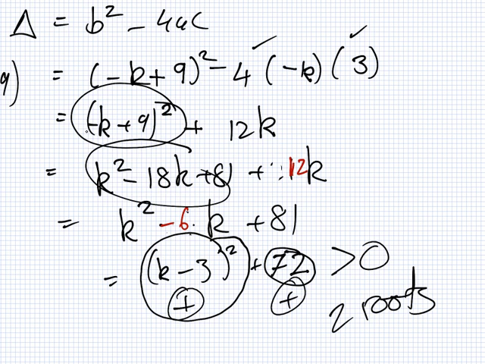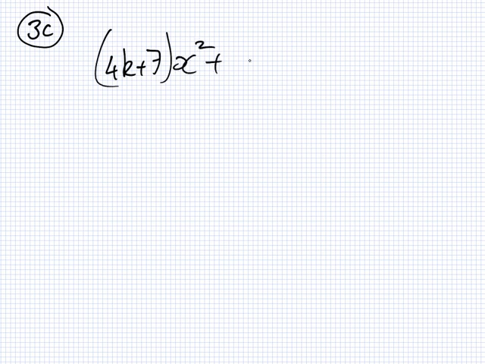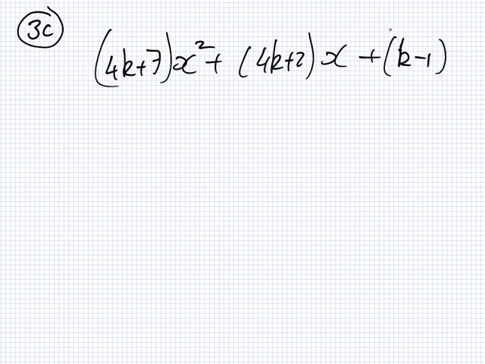Okay, Fahad, do you have this? I can scroll down now? Okay. So what am I asking for in number 3 then? It's finding k, and I tell you how many roots there are. So what is the quadratic in 3c then? 4k plus 7 x squared plus 4k plus 2 x plus k minus 1. And 1 root.